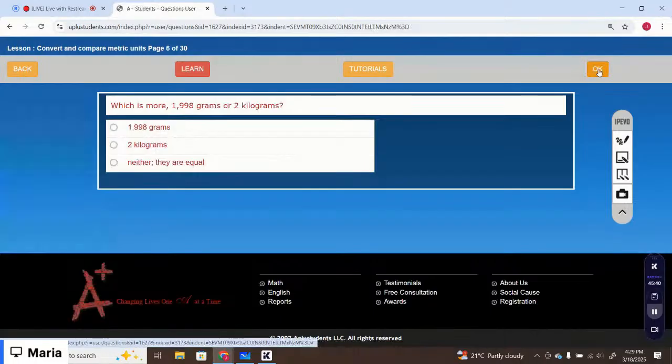Which is more? 1,998 grams or 2 kilograms. So 2 kilograms is more than 1,998 grams because 2 kilograms equal 2,000 grams, right? So 2,000 is more than 1,998. Okay, you can complete the lesson by yourself today. Let me just move on to the next lesson.